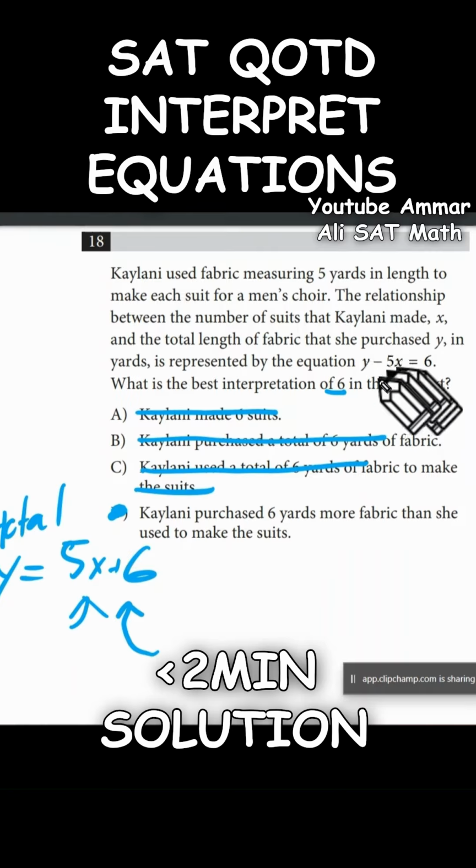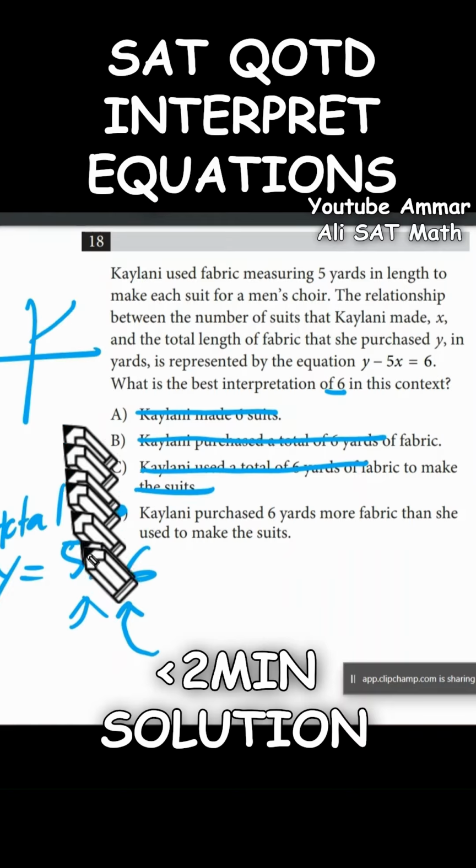Just remember it's in the context of y equals mx plus b. So always try to think of it as a graph, or what the y-intercept would mean in the context of that particular problem.